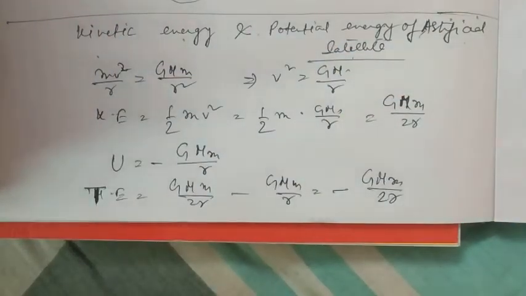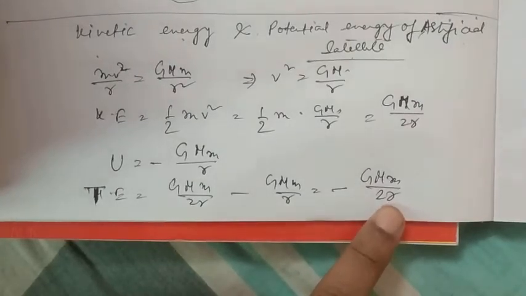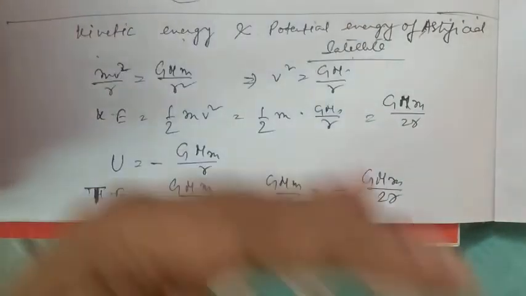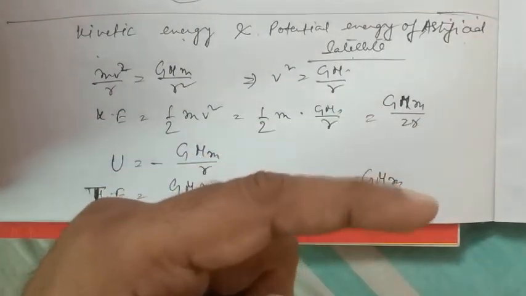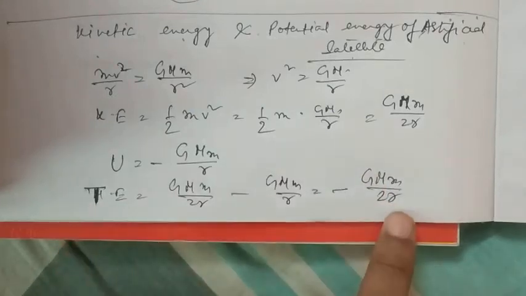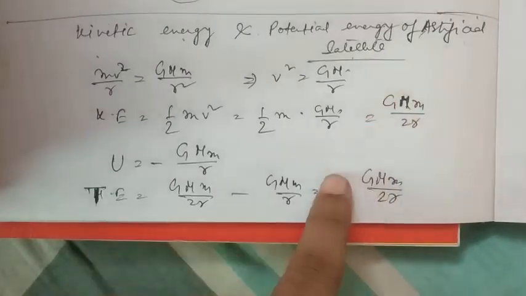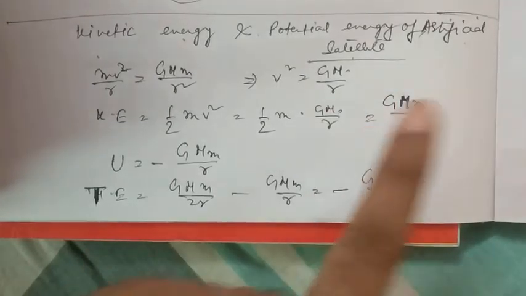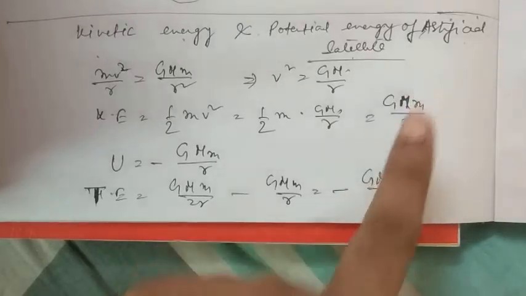Hence, the value of this small r decreases, which means that the satellite starts shifting towards the Earth's surface. As a result, the kinetic energy, now the expression of the total energy and the kinetic energy are the same, only difference is the minus sign. That means as a result, the kinetic energy, that is GMm by 2r, is increasing.